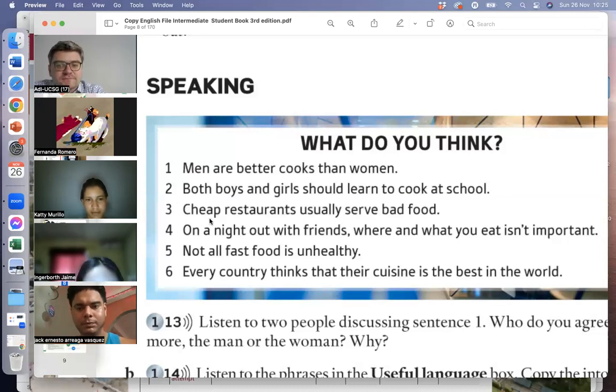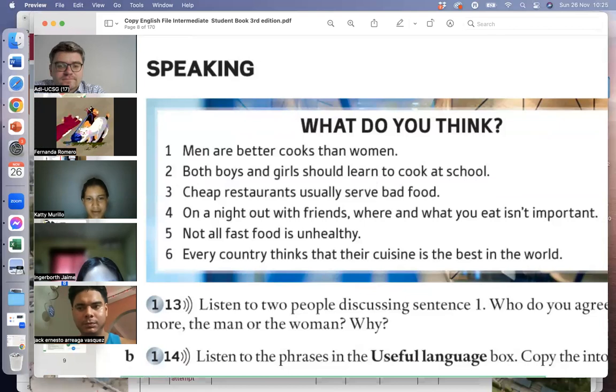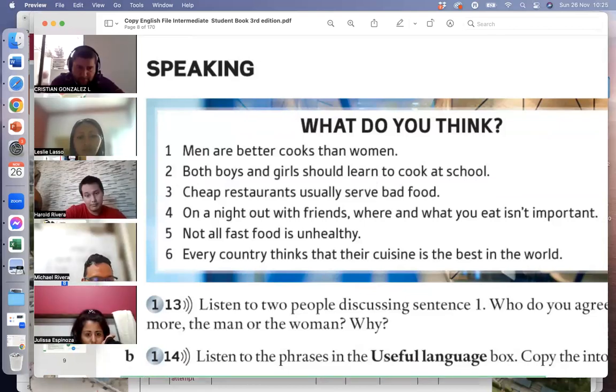Okay, next, number three. Cheap restaurants usually serve bad food. Okay, very good. So again, what do you think? Do you agree that cheap restaurants serve bad food or no? Leslie, can you continue with number four? On a night out with friends, where and what you eat isn't important. Again, do you agree on that or not? And give the reasons why. So what does it mean night out, Leslie? On a night out with friends, what does it mean?